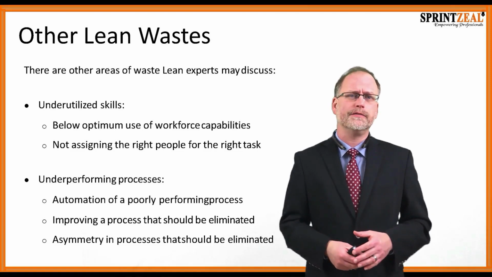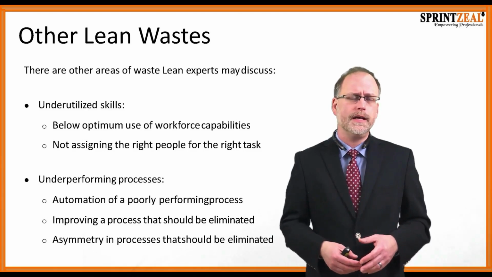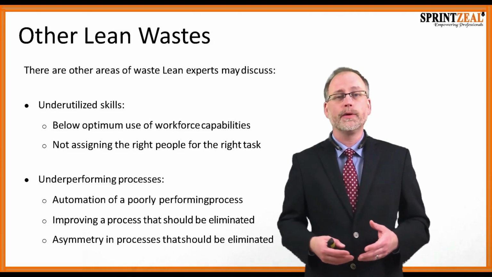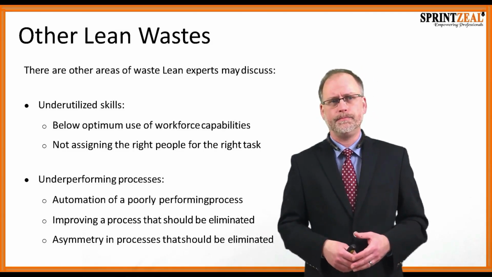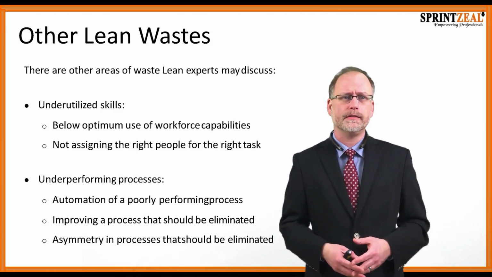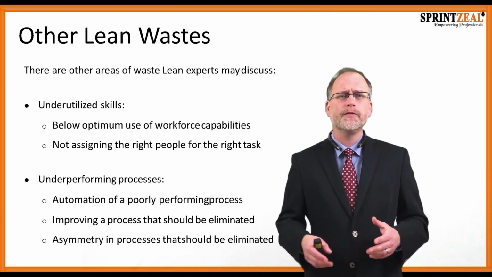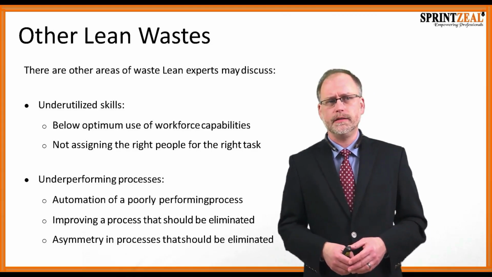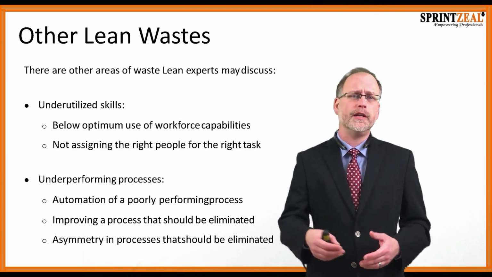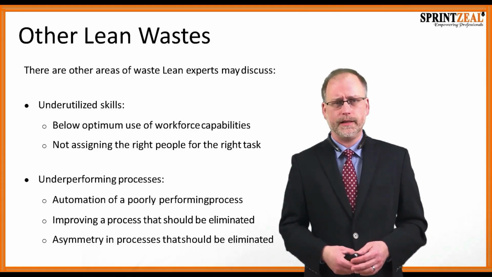Now, there are other areas of waste within lean that we can talk about. The big one is underutilized skills, and this is getting more and more popular all the time. In fact, I would argue that there really isn't 7 wastes, but 8. With underutilized skills, we're not using the skills within the workplace. We're not assigning the right people to the right task. Others would argue for underperforming processes, such as the automation of a poorly performing process or improving a process that should actually be eliminated. And then finally, some asymmetry in the process that should be eliminated as well.